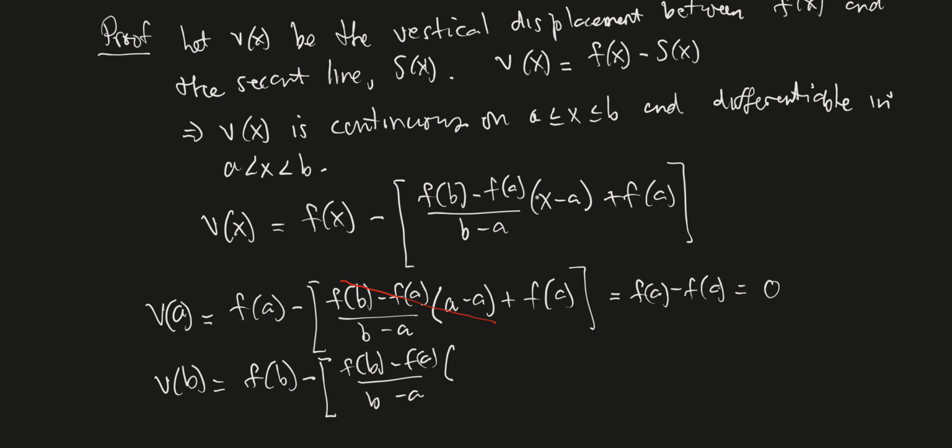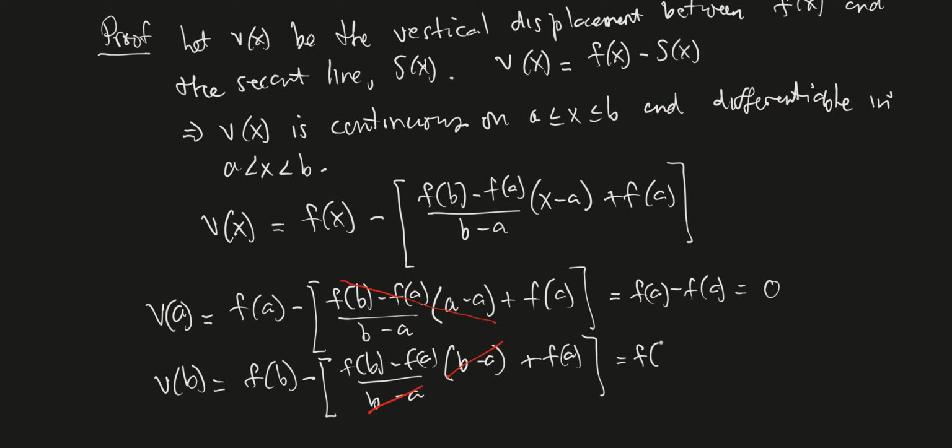And then for this x, let's replace it with b. So I'll have b minus a there, and then I'll have plus f of a there. But look at what happens. Now, I have b minus a and I have b minus a. So this fraction is reduced. Now, what are we left with?